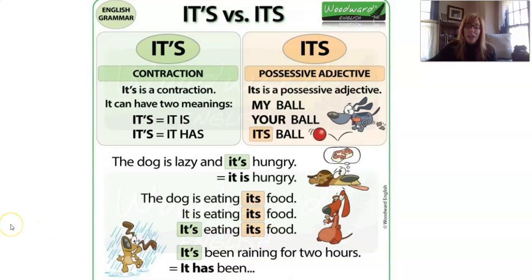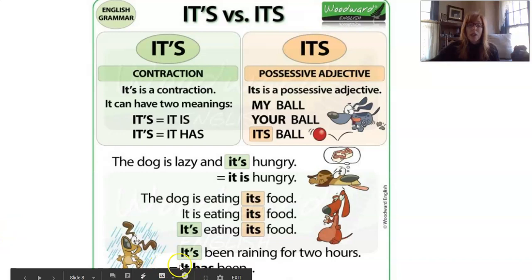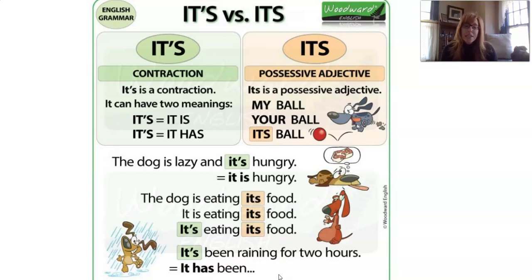It's been raining for 2 hours. The rain isn't belonging to anybody. It is. It has been raining, okay? So this one, I hope you can see that. It's been raining for 2 hours. That's where you use the it has. It has been raining for 2 hours.